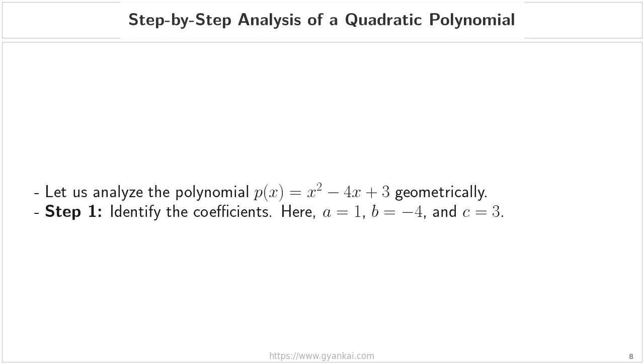First, let's go through step 1, which is to identify the coefficients. By comparing our example to the standard form we discussed earlier, we can see that a equals 1, b equals negative 4, and c equals 3.